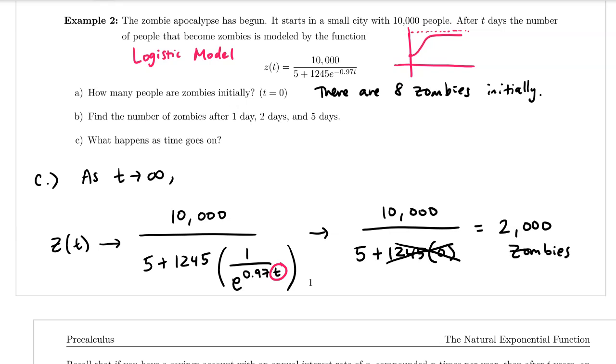Now, you might be asking yourself, why is it 2,000? Well, first of all, this number here is called the carrying capacity. If we go back to the graph that I drew here, this is us looking at our horizontal asymptote, and it's almost like a limit or an upper bound.